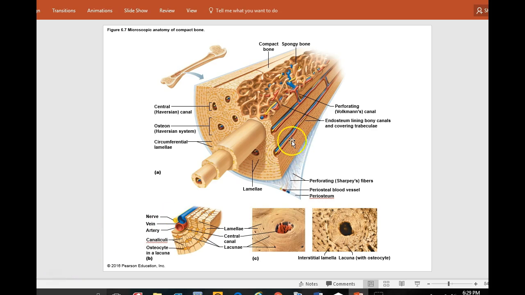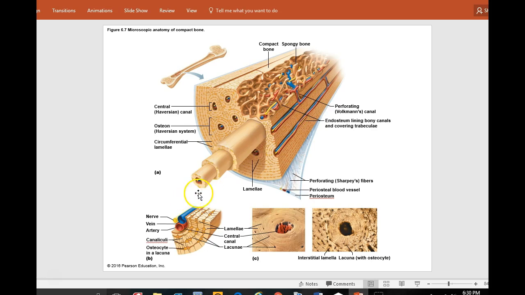So you'll see there are these canals that run along the longitudinal axis, or the length of the bone. These are called Haversian canals. So the Haversian canals run longitudinally. Volkmann's canals, or perforating canals, run laterally through the bone. And in those canals are the blood supply and the nerve supply.